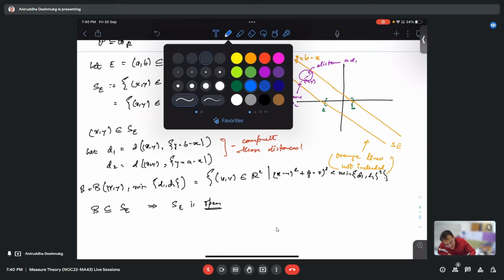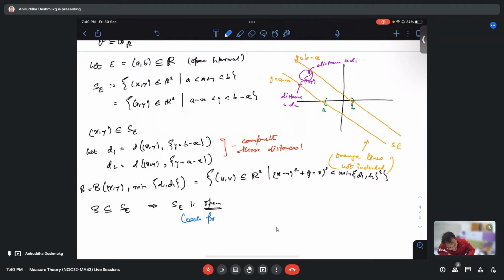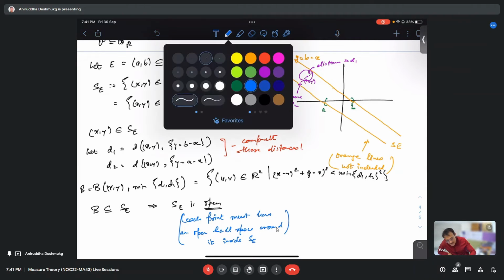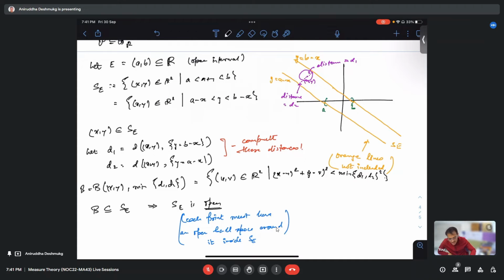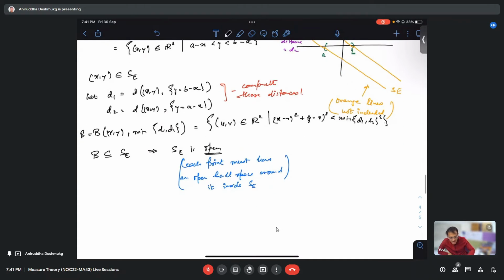Because the definition of open sets is that each point must have an open ball around it inside SE. So you take any point in SE, we should be able to find a ball which contains that point and is contained inside SE. So we can do that. This is the construction. This is the way to do it. Therefore, SE is open. Therefore, SE is a Borel set, and hence SE is contained inside BR cross BR.